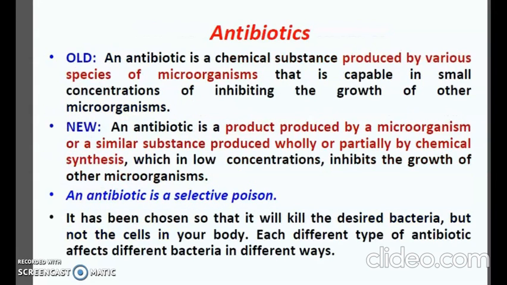An antibiotic is a product produced by a microorganism or a similar substance produced wholly or partially by chemical synthesis, which in low concentration inhibits the growth of other microorganisms. An antibiotic is a selective poison and it has been chosen so that it will kill the desired bacteria but not the cells in your body. Each different type of antibiotic affects different bacteria in different ways.